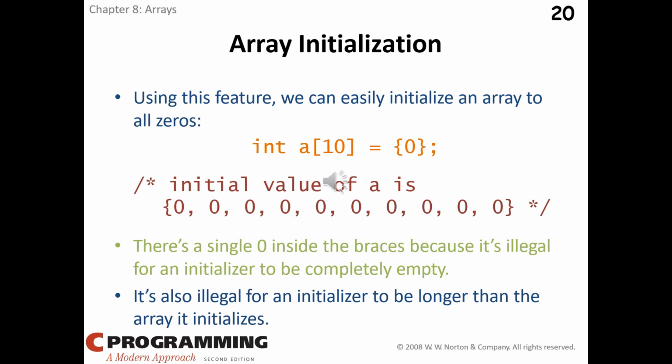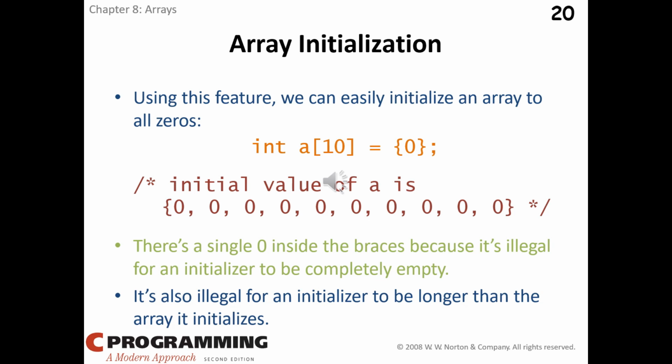So for example, if we have an array called A with 10 slots, we can initialize it like the one in orange. It's like telling the computer, hey, fill up my array with zeros please. And just like that, the initial value of our array A will be the one in red in the slide.